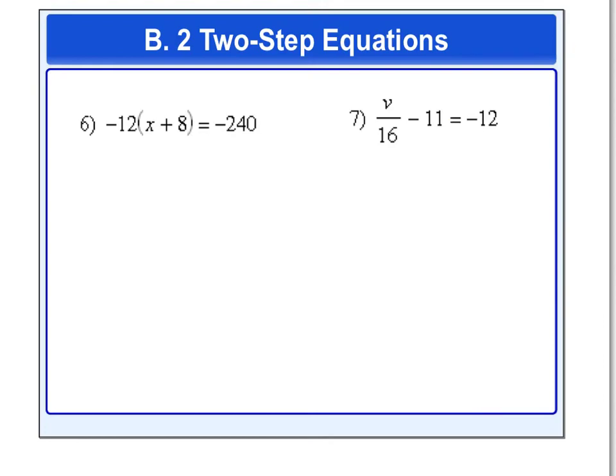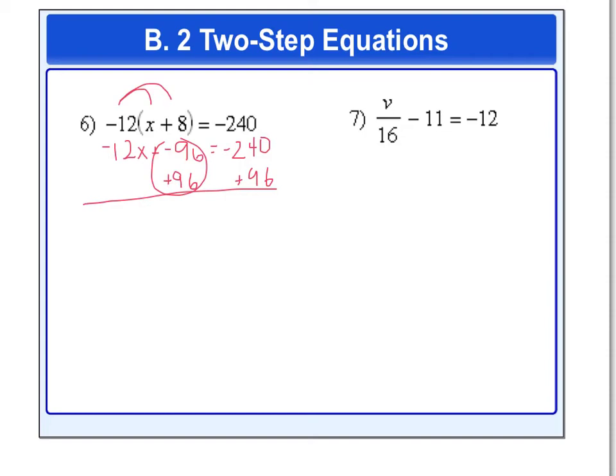Moving on to the next page, the first thing that we're going to do is we are going to distribute. And so here we've got negative 12x plus negative 96 equaling negative 240. What we're going to do is we're going to see what's the furthest away, and it happens to be the negative 96. To get rid of that negative 96, we're going to add 96 to both sides, being careful that we do not forget that the 240 is negative.